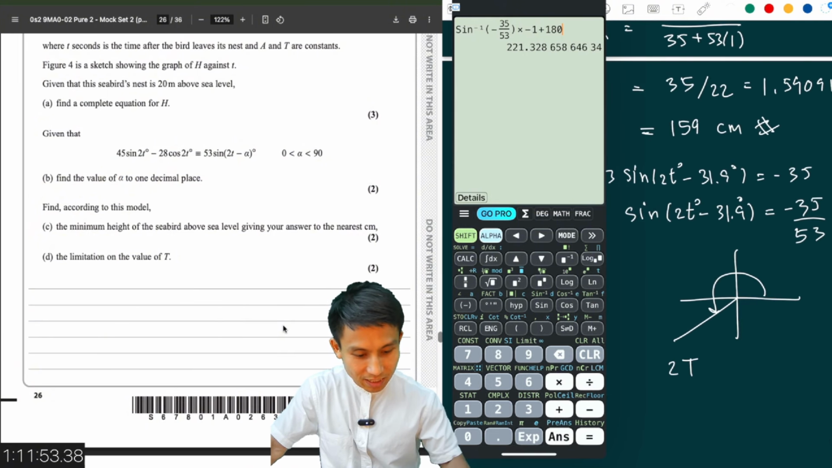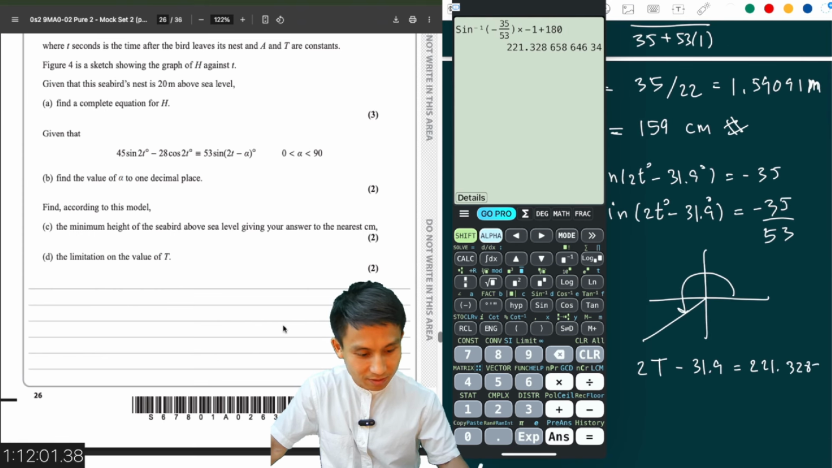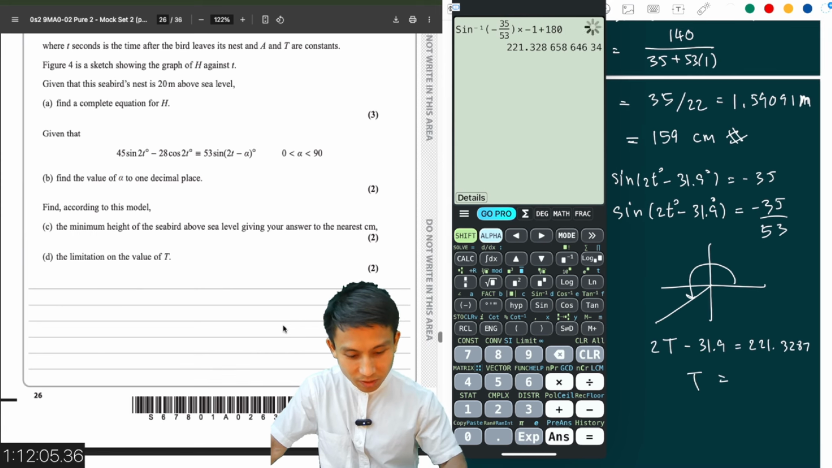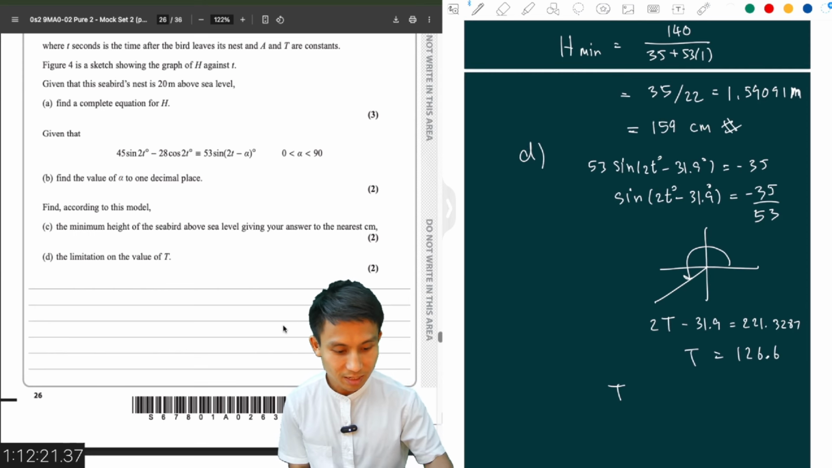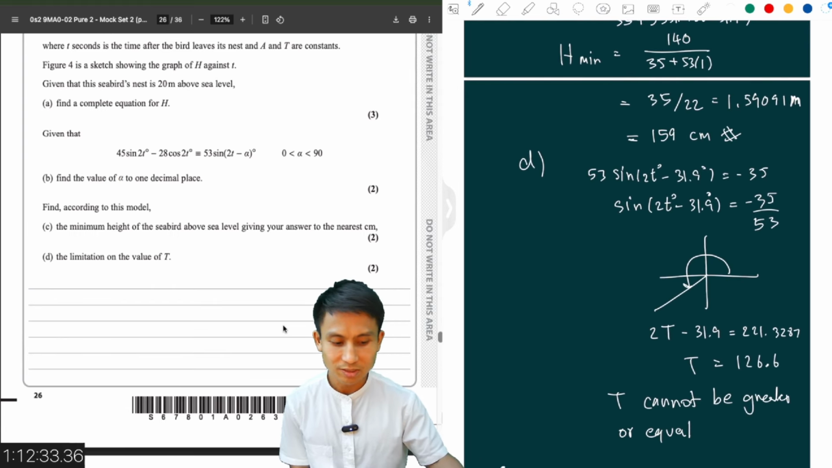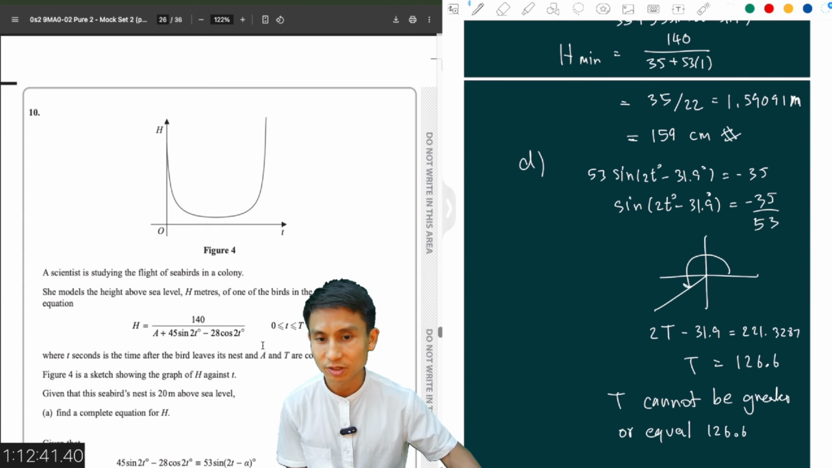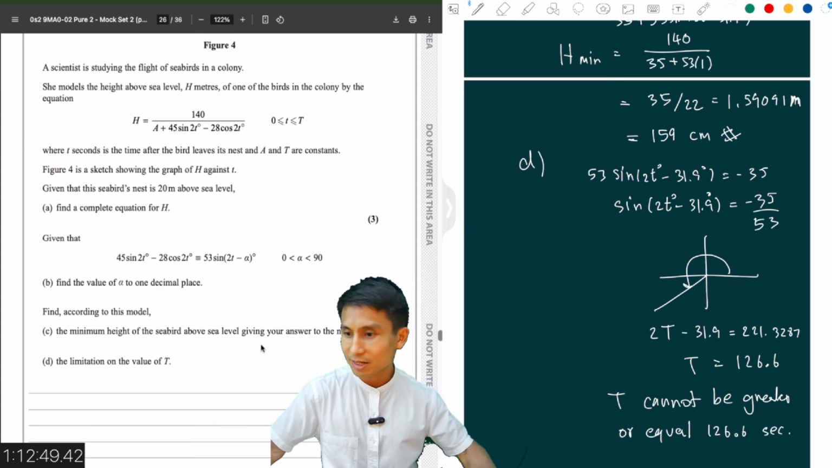So we know that 2t minus 31.9 is 221.3287. So t is that 221 plus 31.9, and then the answer divided by 2. That is the limitation on the value of t. So t cannot be greater than or equal to 126.6, otherwise we will have division by 0 here. So that's the bound, in seconds. That would be my answer.